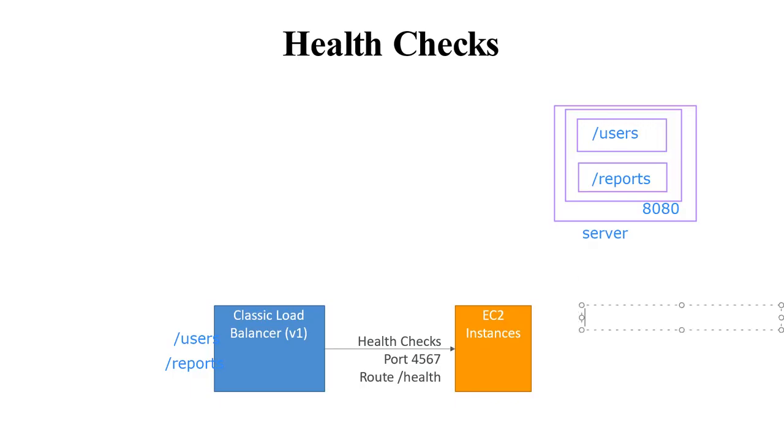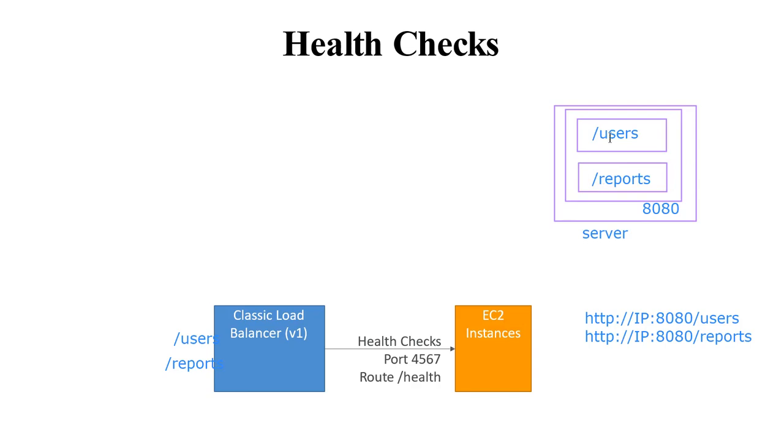So what is the URL normally? http://IP address:8080/users. This is one application. Or http://IP address, which is the same EC2 instance, port number is the same, but the user is going to access the reports application. So if the request received by the load balancer is /users, it has to route to the users application. And if it receives /reports, it has to route to the reports application.